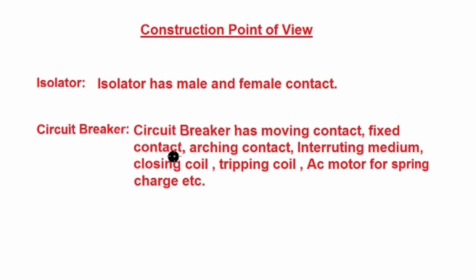But a circuit breaker has a lot of components: moving contact, fixed contact, and arcing contact. It has an interrupting medium. In an SF6 circuit breaker, the interrupting medium is SF6 gas. In a vacuum circuit breaker, the interrupting medium is vacuum, and in an air circuit breaker, the interrupting medium is air. It has a closing coil, a tripping coil, and most important, the spring. Circuit breaker close and trip operation is done by means of the spring mechanism, which is why spring charging is done by means of an AC motor. So there are many more components in a circuit breaker compared to an isolator.